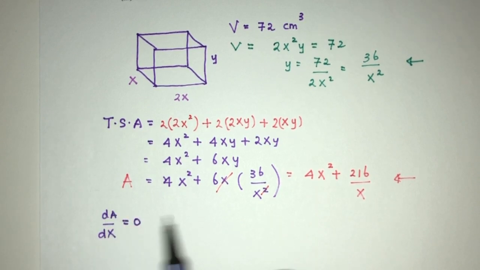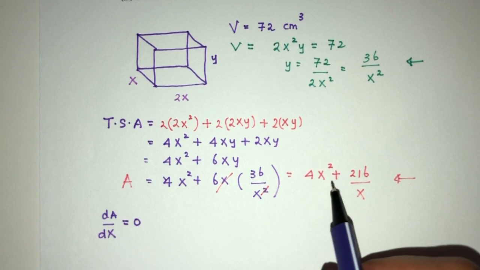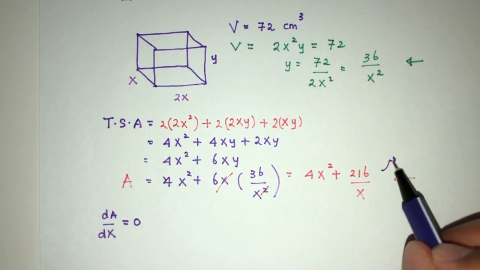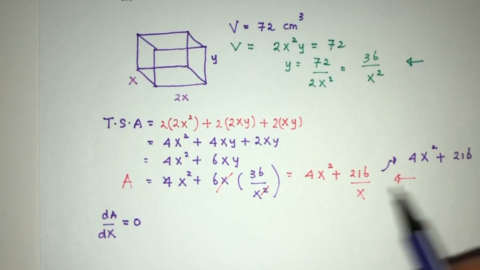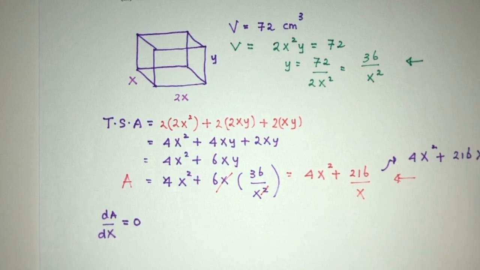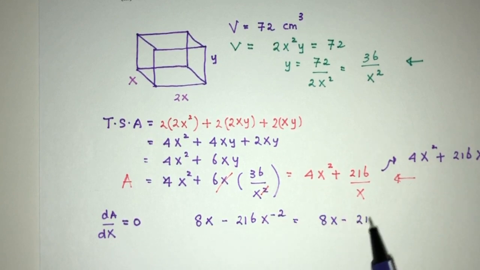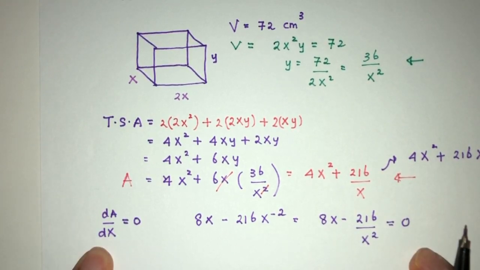So let's first find this. That will be, using this obviously, you will have what? So let's rewrite this as 4x squared plus 216. Let's bring this up. That will be x power minus 1. So dA by dx of this will become 8x minus 216 x power minus 2. That is also equal to 8x minus 216 over x squared. Then equate that to 0.